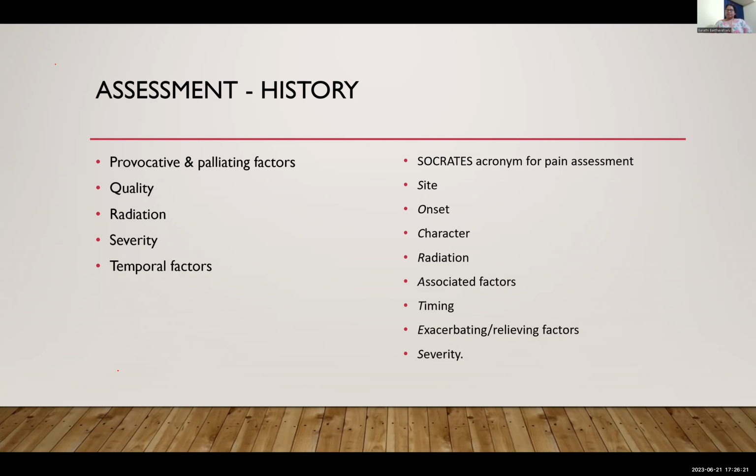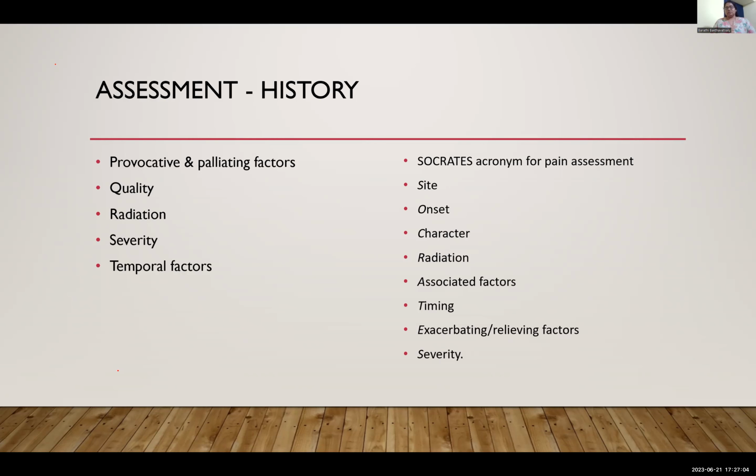R is radiation, whether it radiates from one place to another place. And S stands for severity. So how severe it is. So we'll be seeing some pain scales to assess the severity. So whether it is mild, moderate, severe. So how intense the pain is. And T is temporal factors related to time. Does it occur particularly at night or any time of the day? Does cold or hot things aggravate pain? So these are related to temporal factors.